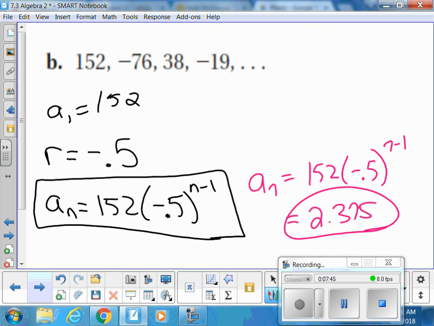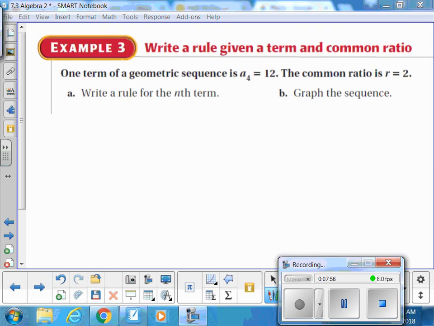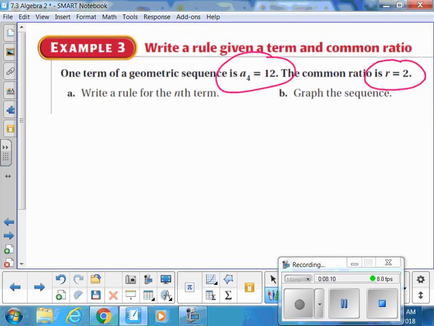Alright, so it's going to start getting a bit harder because it's not going to be as easy to get all the information that you're going to need, the A1 and the R, on the next few problems. Yep, we'll keep it. Alright, let's take a peek at this one. The provided information is actually the fourth term, being 12, and the common ratio. So at least we lucked out and they're giving us the common ratio, but they're not giving us A1. So we're going to be on our own to solve for A1.